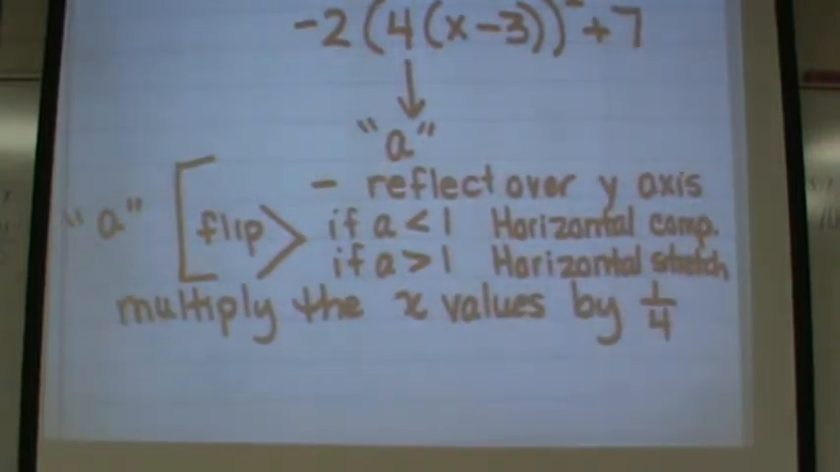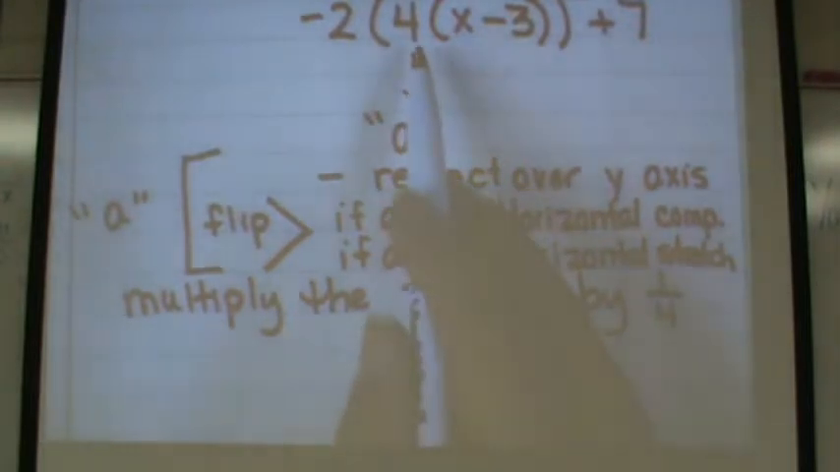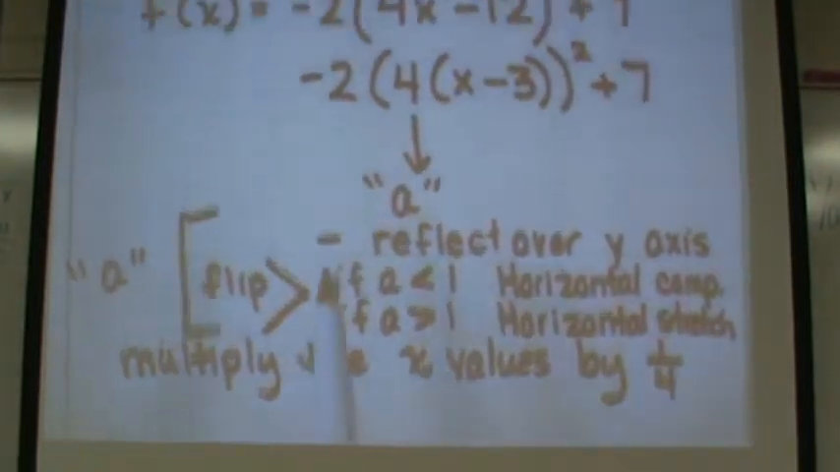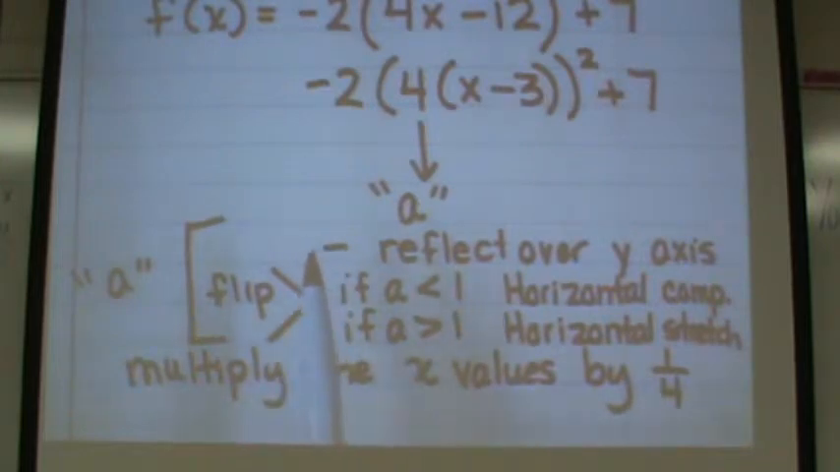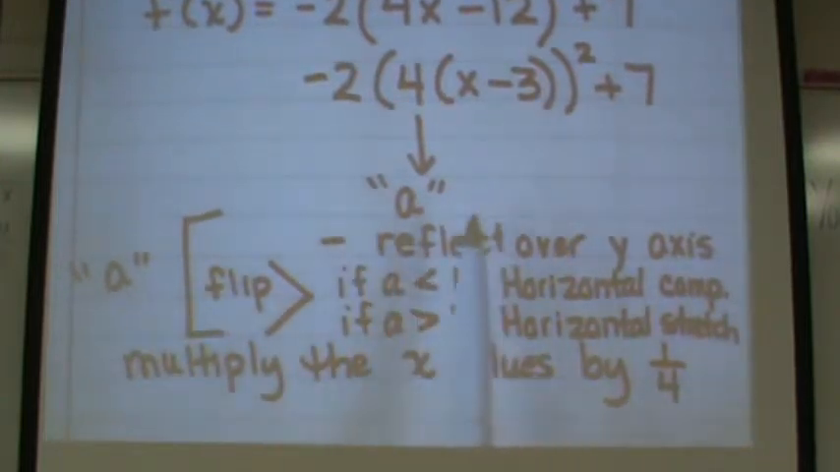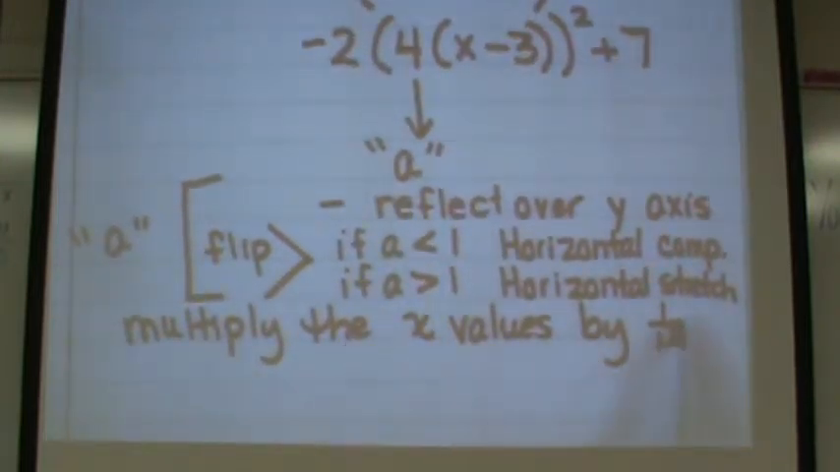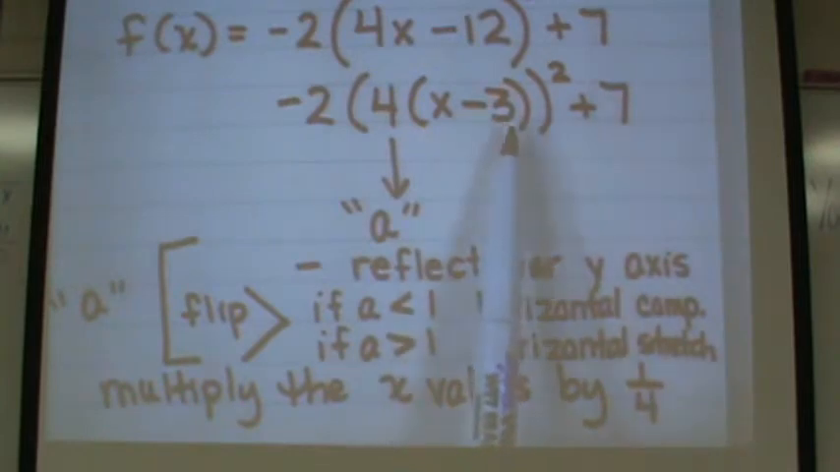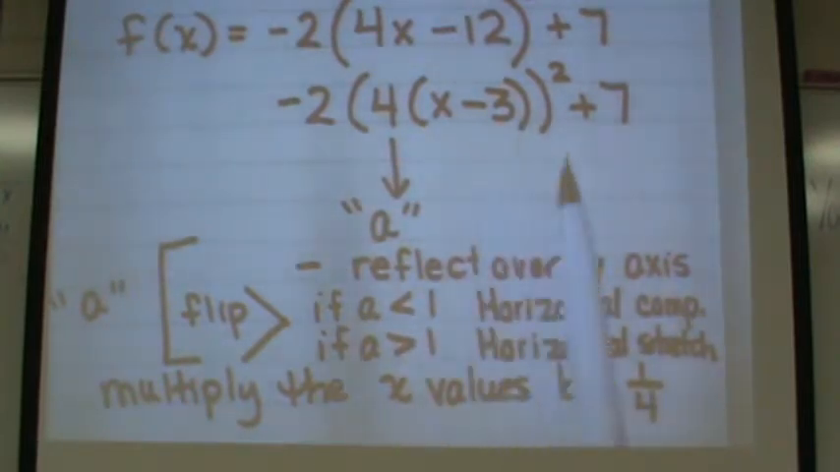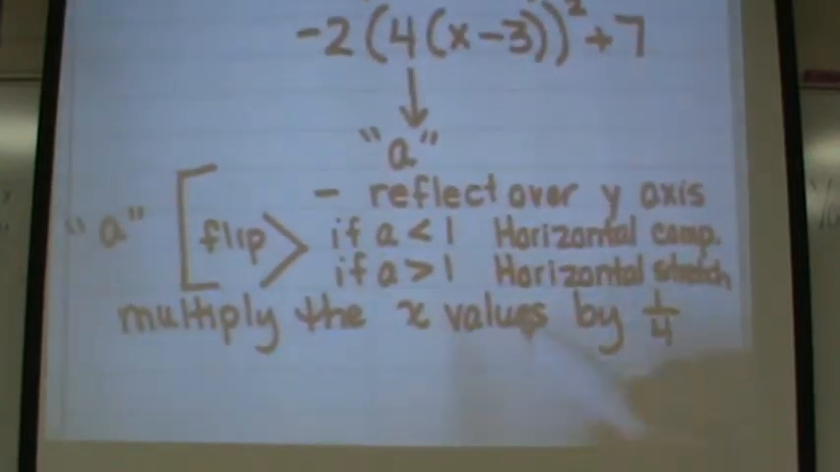Okay? So how do you graph that part right there? You would take your table of values, the table that I'm talking about is when we did the parent function numbers. You would take all of your x values and multiply them by 1/4 to do that part right there. Then we move on to B. Here's B.